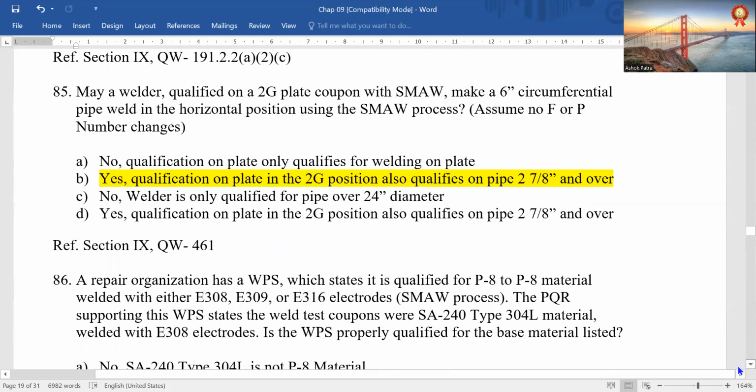May a welder qualified on 2G plate coupons with SMAW weld a max 6-inch circumferential pipe weld in the horizontal position using the SMAW process? Assume no F or P number change. Yes, qualification on plate in 2G position also qualifies pipe 7/8 inch and over.